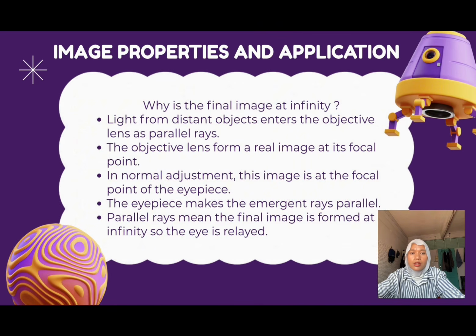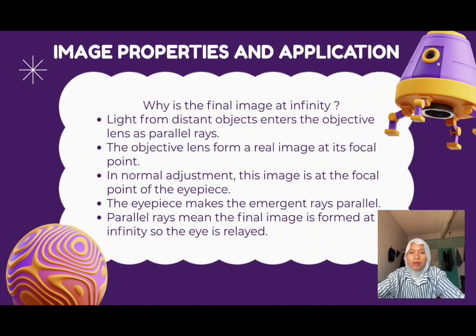When observing distant objects, the light rays arriving at the telescope are almost parallel. These parallel rays enter the objective lens and are focused to form a real image at the focal point of the objective lens. In normal adjustment of a telescope, this real image is positioned exactly at the focal point of the eyepiece lens. The eyepiece then acts as a magnifier.